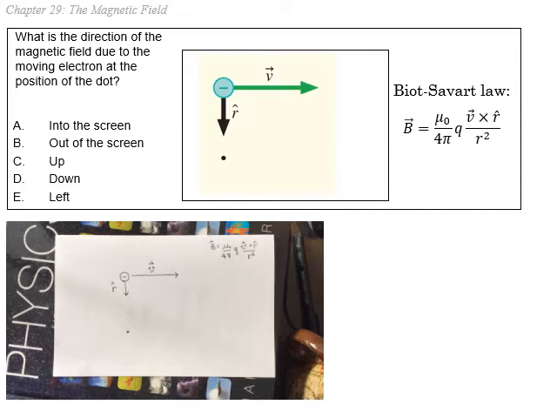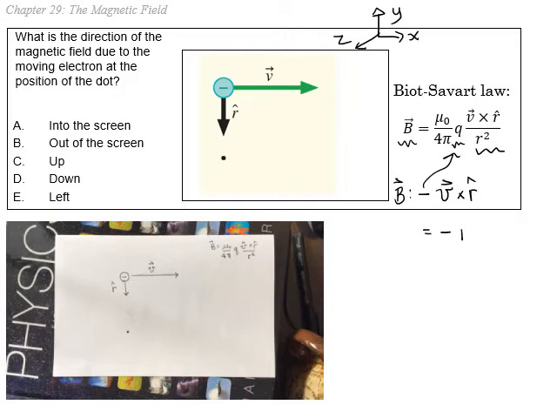If we're going to use the equation, our magnetic field B depends on our charge and V cross R hat. So to find the direction of our B, our charge is negative, so we got to put in a negative sign here. And then we've got V cross R hat. Our V points to the right. Let's get our coordinate system on here. Plus X to the right, plus Y up, plus Z out of the page.